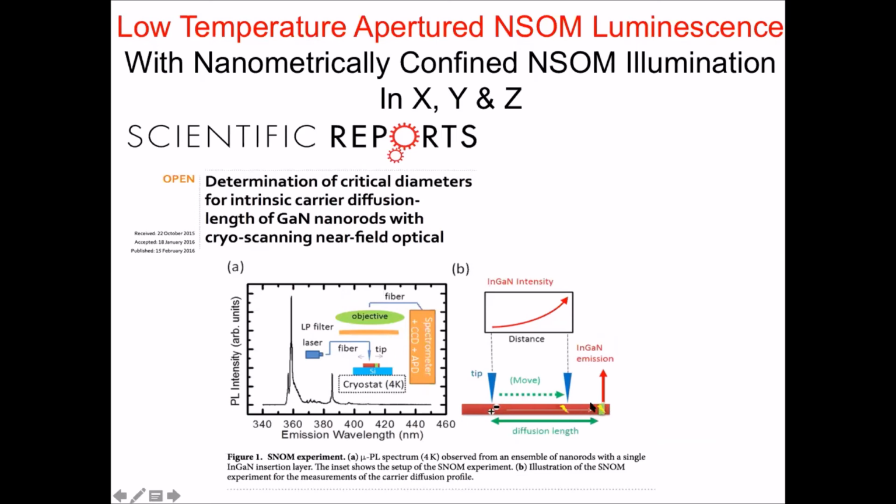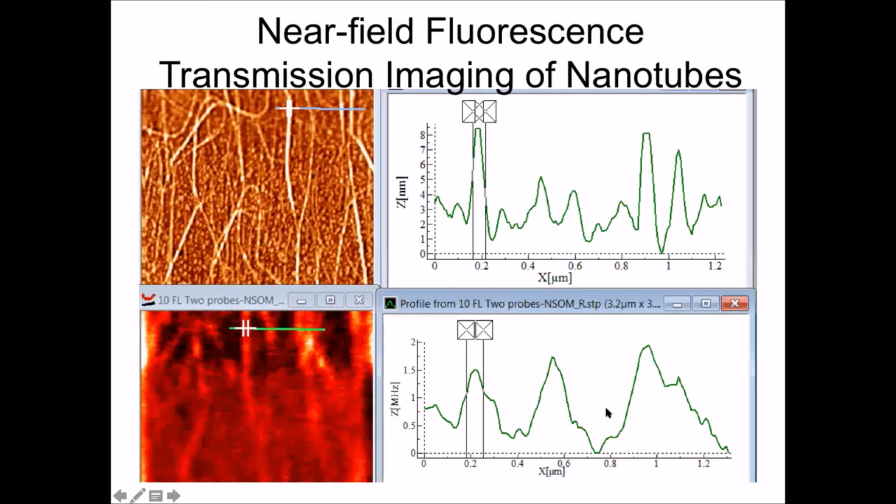And as the indium is diffusing, the spectrum is changing, because you have indium gallium nitride as a result, and the intensity changes. So you can, in fact, measure as a function of distance from this indium location how it's diffusing. You can look at organic materials.